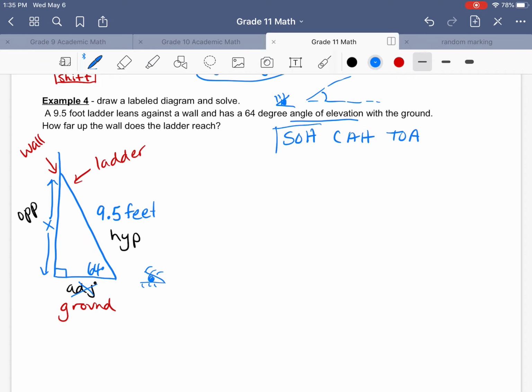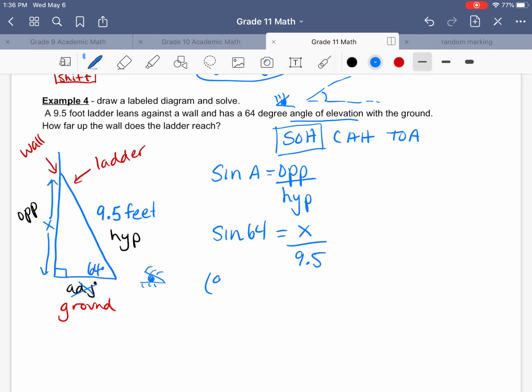That means we are going to be using SO, which is the sine primary trig ratio. So we have sine of, I'm just going to put angle A because we don't have any letters here, but it's of our reference angle, is equal to opposite over hypotenuse. Our reference angle is 64 degrees. That is equal to x over 9.5. We need to get x by itself to find that distance up the wall that the ladder reaches, or the length. We have x divided by 9.5, so we want to do a multiplication on the opposite side to get x by itself.